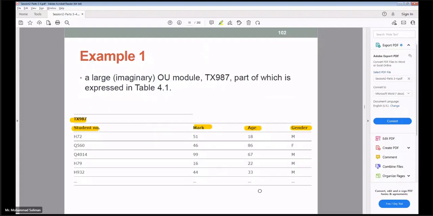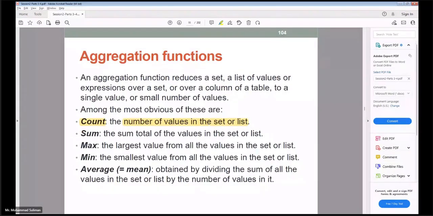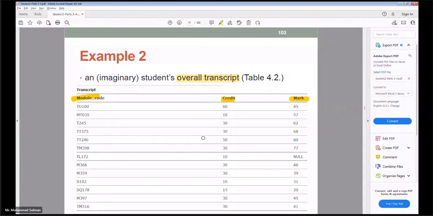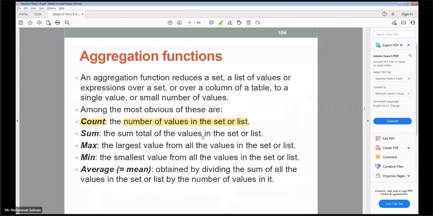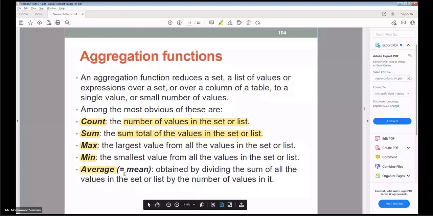What aggregation functions can we apply on these tables? For example, we can make a count, which is the number of values in a set or a list. For example, the number of courses taken by the student, or the number of students taking the module TX987. Or we can do the aggregation of sum, that is the total of the values in a set or a list. Or you can find the maximum value, the largest value, or the minimum value, the smallest value in the set. Or we can also find the average, which is also the mean, the average of the marks scored by the student.